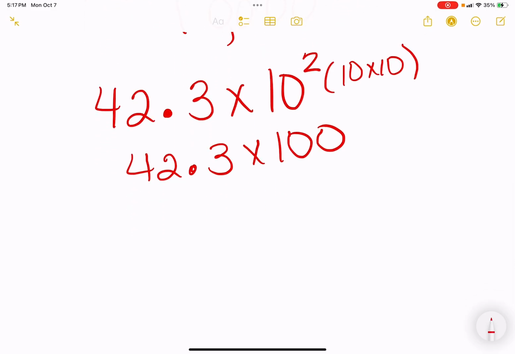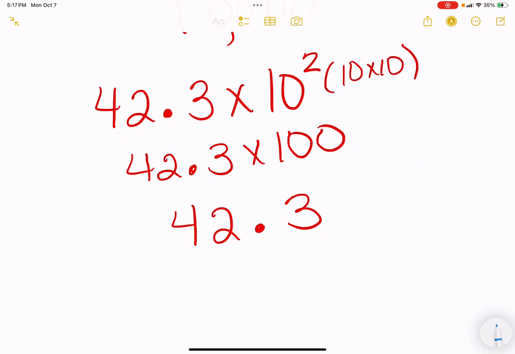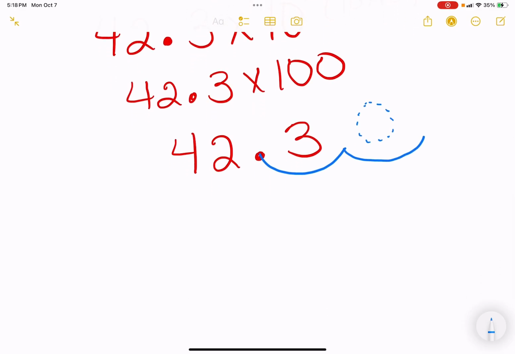Now, one way that they can do this is by writing the number as normal, 42 and 3/10. And then what you're going to do is move the decimal 2 times. 1, 2. Now, when I move that decimal 2 times, as you can see here, there is an empty space. In that empty space, we're just going to write a 0. So now my new number is 4230, which also equals 4,230.